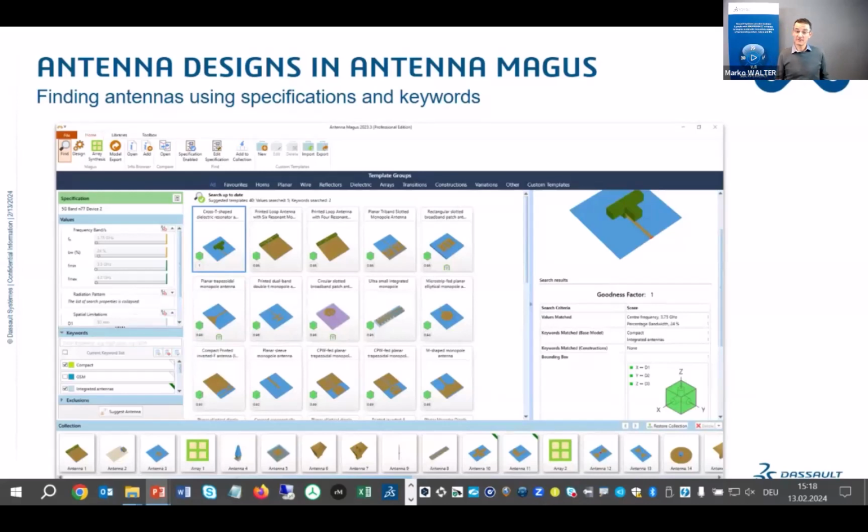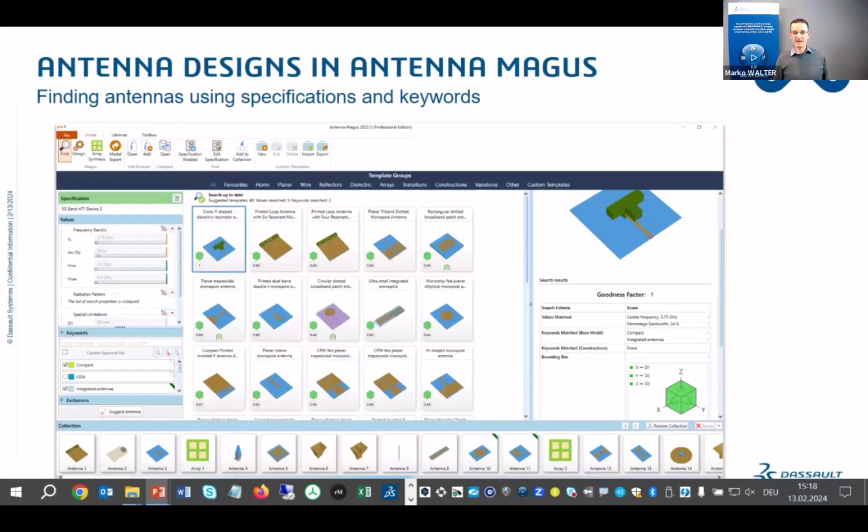We can use frequency specifications. So for example, here I've got 3.75 gigahertz selected. So that's a 5G band N77 frequency. We can use radiation properties if we want to. You can specify spatial limitations, which we're also using here. So we have a certain volume that's available, and keywords. So here we've selected integrated and compact.